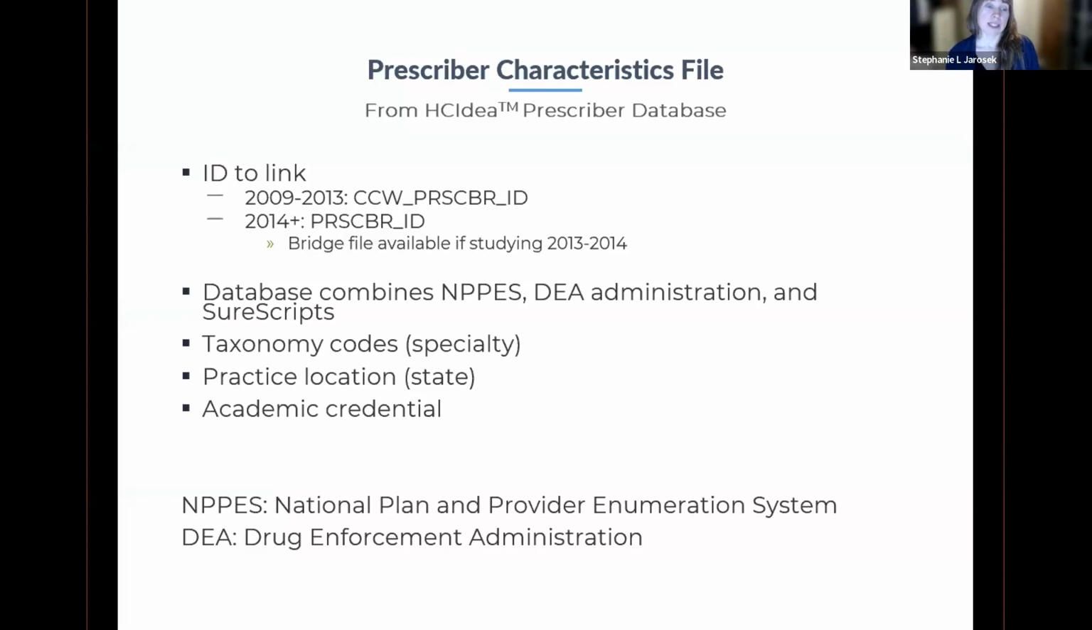The prescriber database has NPPES, which would be what we think of as the NPI level data. But there's also information from the DEA administration and SureScripts. You can get information like the specialty of the prescriber from the taxonomy codes, the practice location, state level is I think the finest gradation you get with that. And then there's the academic credential you can also find.